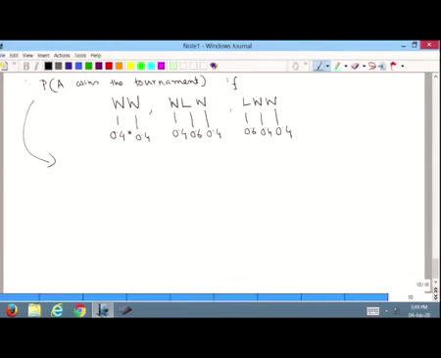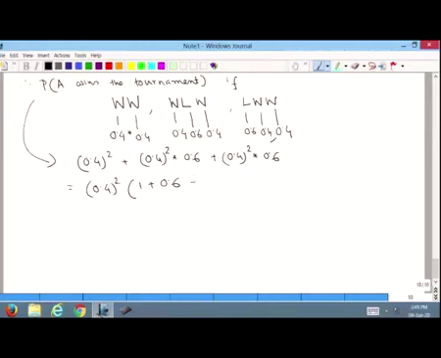Therefore, this probability is 0.4 whole square plus 0.4 whole square multiplied by 0.6 plus again from here 0.4 whole square multiplied by 0.6, is equal to 0.4 whole square into 1 plus 0.6 plus 0.6, is equal to 0.16 multiplied by 2.2, is equal to 0.352.